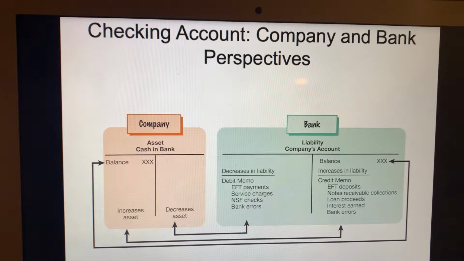So here's a checking account from the company and bank perspectives. Here's the company side. Balance: debit increases the asset, credit decreases the asset. So debit, credit. Here's the bank. So there's a liability, the company account. Decreases in liability are debit memos, which we just went through as examples. Increases in liability are credit memos, and those are the examples we just went through as well.